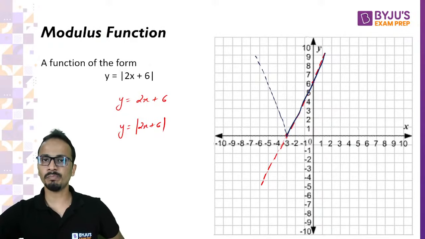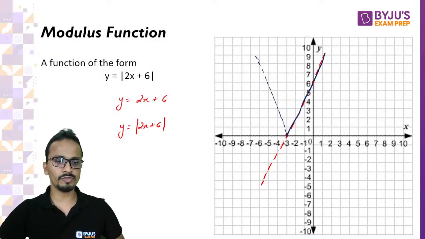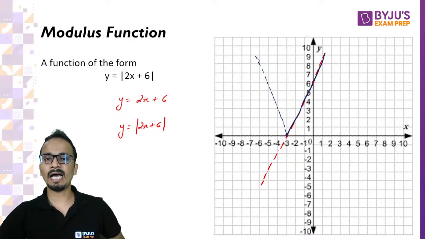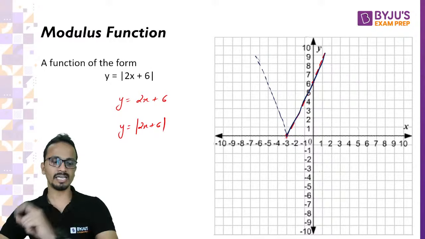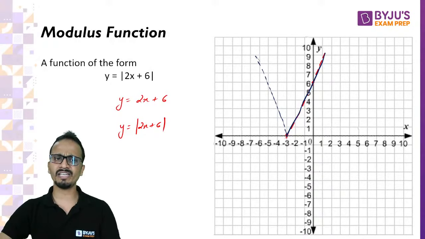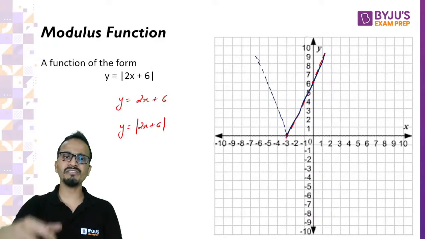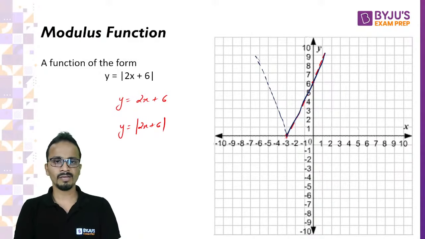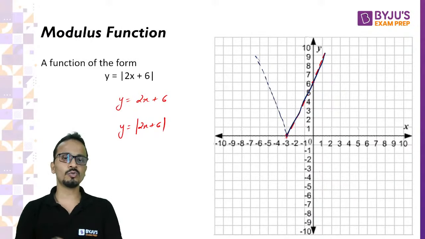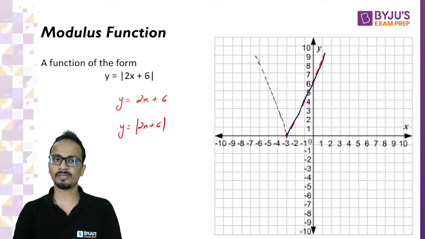Okay, so the portion below the x-axis, I'm going to remove that. Just ignore the red part, and the final graph will be a V-shaped graph again, but obviously having different slopes as compared to the previous function. Okay, fine. So this is for y equal to modulus of 2x plus 6, right?